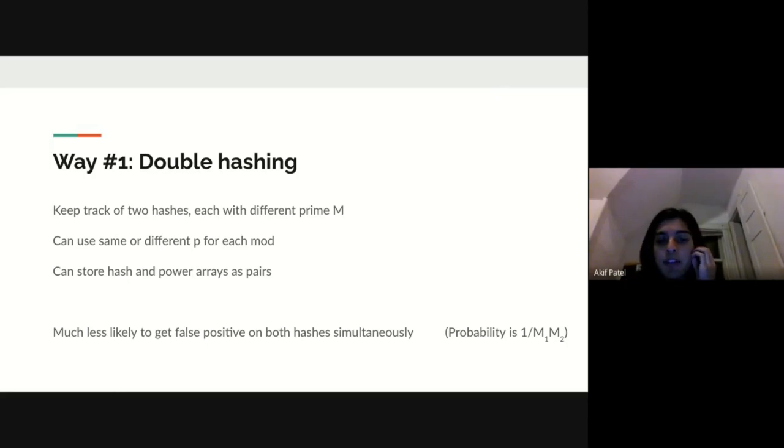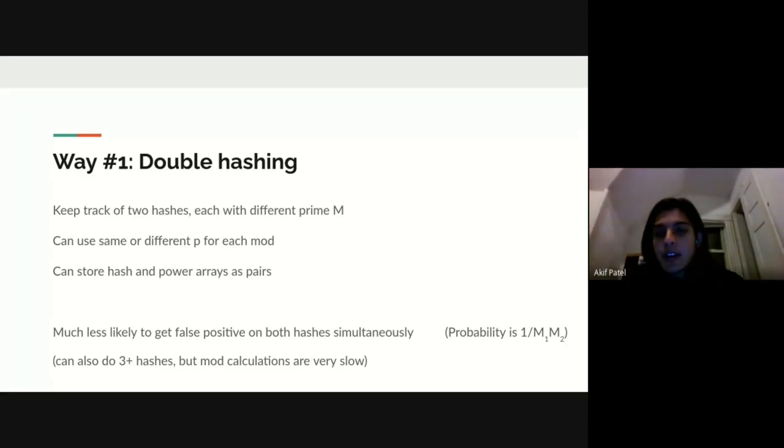You can use the same or different P for each mod. It doesn't really matter. And you can store your hashes and power arrays as pairs as opposed to single numbers. So this is a nice way to do it. You can also do more than two hashes if you really need to be careful, but be careful that it doesn't get too slow, because mods are notoriously slow. Mods or divisions are basically the slowest calculation you can do.